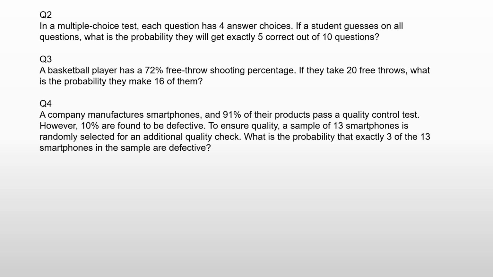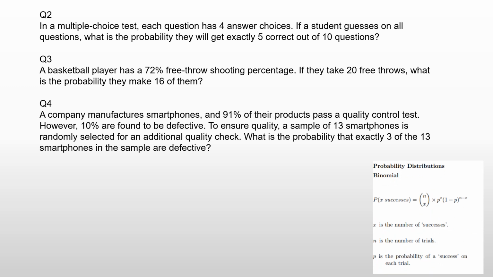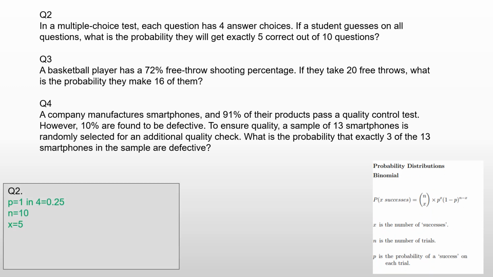If the student guesses all of them, what is the probability that they get exactly 5 correct? So you want 5. That's your X. You want 5 successes out of 10. That's your N. So I just put that in. First, again, formula first. Write the P, N and X. In this case, P is 1 in 4, or 0.25. N is the number of trials, which is 10. X is the number you want to be successful, which is 5. Put that in the formula, and then you get 0.058.